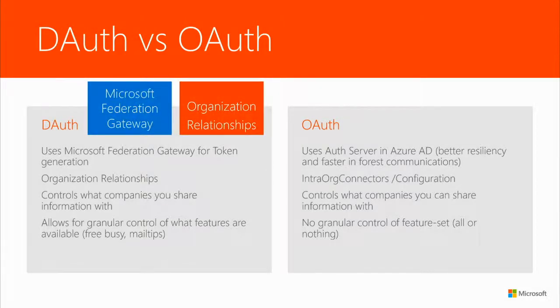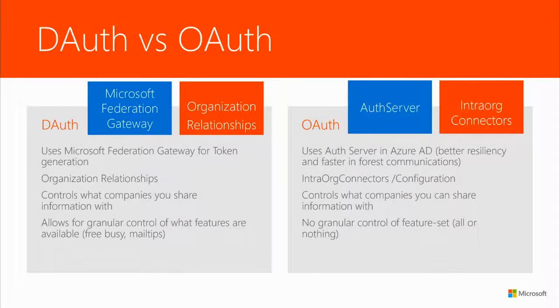There are a lot of similarities between them, but basically, if you compare DAuth and OAuth, we have the Microsoft Federation Gateway and the org relationships for DAuth. So you use the Microsoft Federation Gateway to get your authorization tokens, and you use your org relationship to say, this is how I'm going to connect to the other environment to see FreeBusy information.